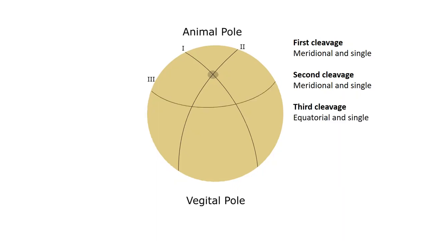The third cleavage is equatorial and single. Though it is equatorial, that is horizontal, it is little bit above the equator, means little bit towards the animal pole. Now this happens because of unequal distribution of yolk.